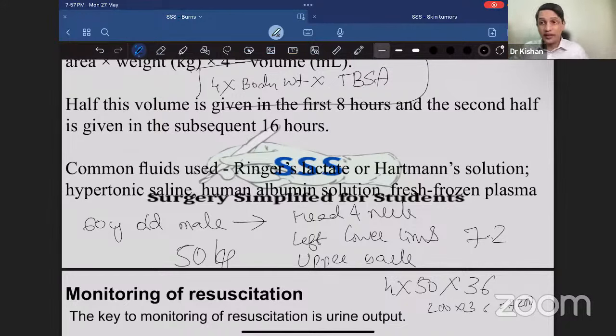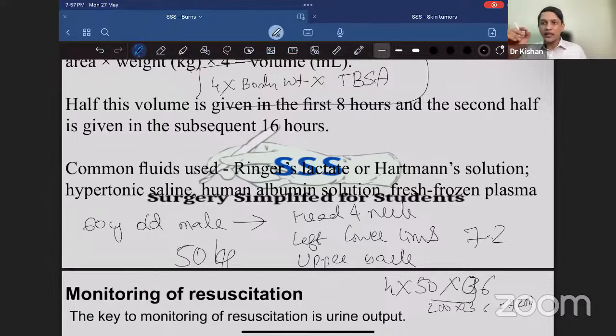So, Jayalakshmi was right. What if, sir, it's 90% burns? She asked. Then how much will it be? 4 into 50 into 90. 200 into 90. It is 18,000, 18 liters. If you give 18 liters, you are killing the patient. Not by burns, but the patient will die because of your fluid overload. It will cause pulmonary edema and the patient will die.